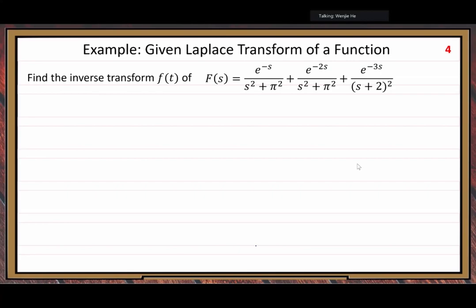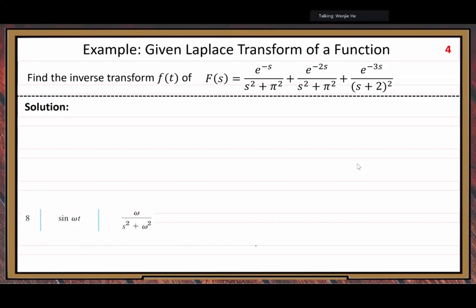But the power function s plus 2, another shift part, s plus 2. That's the first shifting theorem. How to handle the s plus 2 part? The first shifting theorem will tell us how to do that. So based on this understanding, we can take care of all the parts. All right. So let's do it.